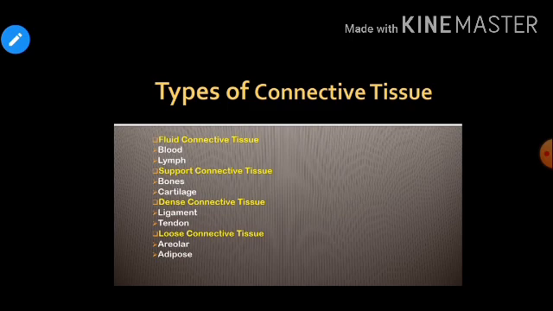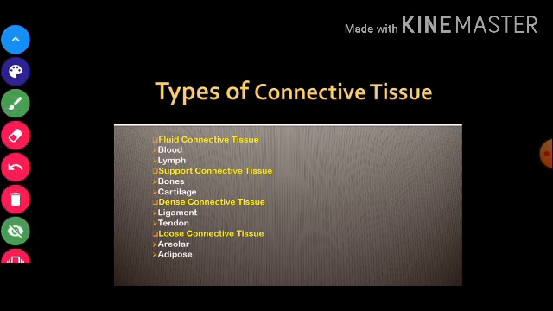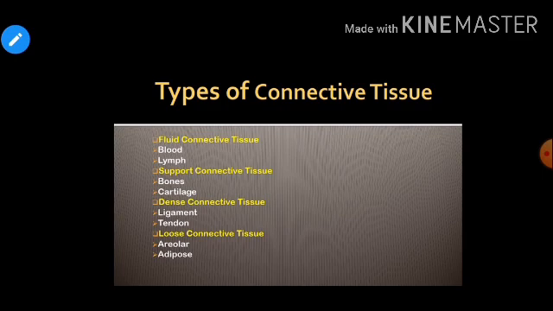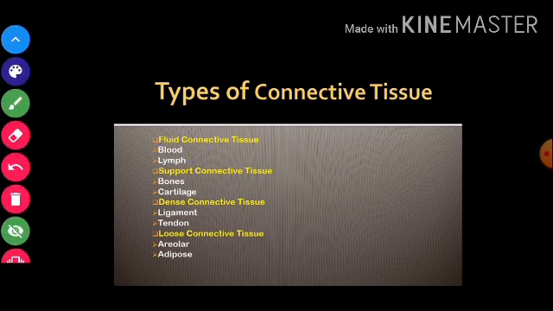So we have 4 different types of connective tissues. Out of these 4, we have discussed fluid connective tissue. In fluid connective tissue, we have discussed blood and lymph. Right? Now, today we are going to talk about another category of connective tissue, that is support connective tissue. So let us start our discussion on support connective tissue, that is bones and cartilage.